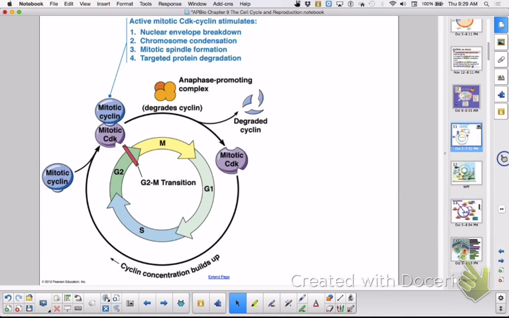Okay, so on cyclins, these are proteins that control the cell cycle. They must be present, because they will build up, to move into the S and the M stages.